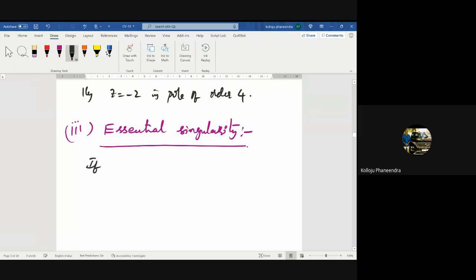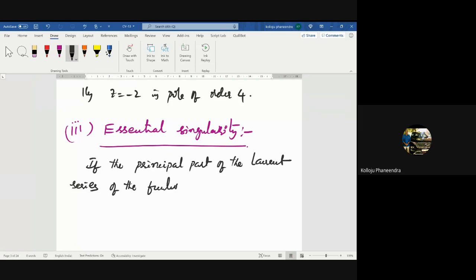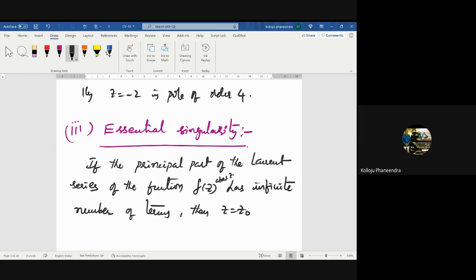See, if the principal part of the Laurent series, principal part meaning the negative power series part, of the function f of z about z equal to z naught has infinite number of terms, then z equal to z naught is called an essential singularity.